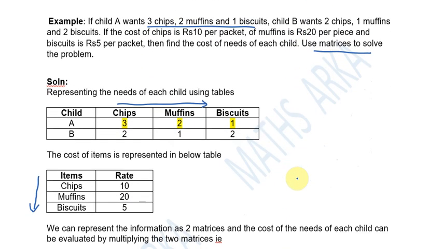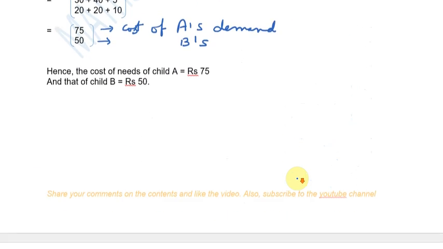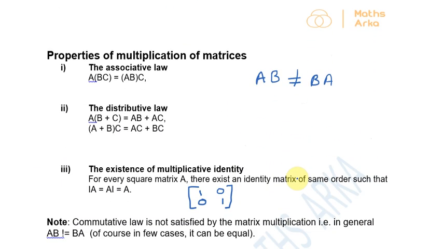Then there was one real life example of how we can use matrices. Then we learned about the properties of multiplication of matrices. The associative law is followed over here, but the commutative law is not followed. The distributive law is followed, just removing the bracket and letting the inside things come out, that is A(B plus C) is equal to AB plus AC.